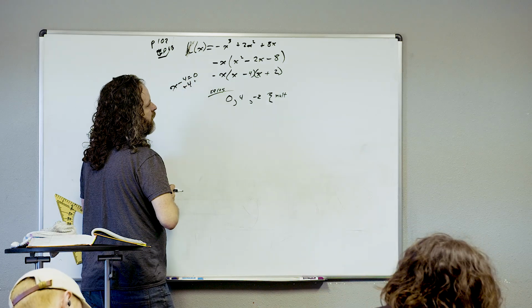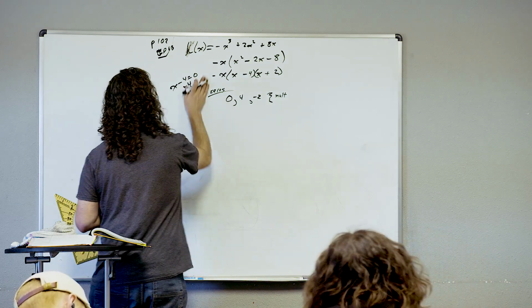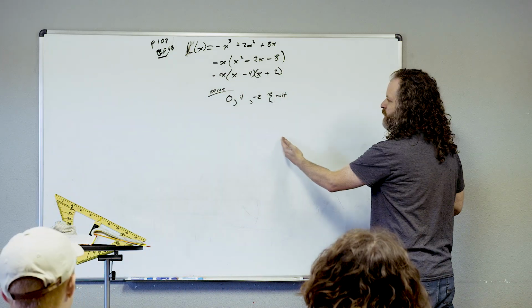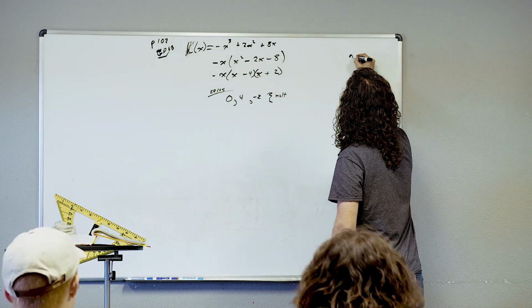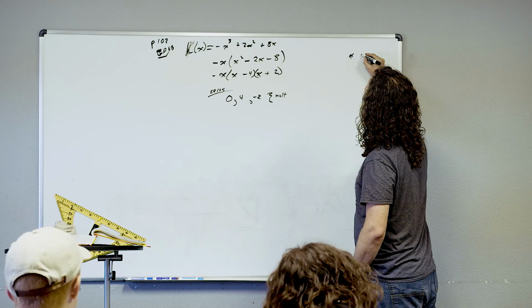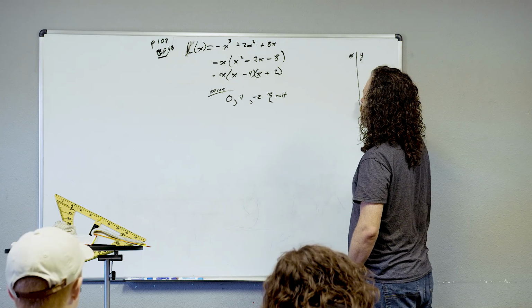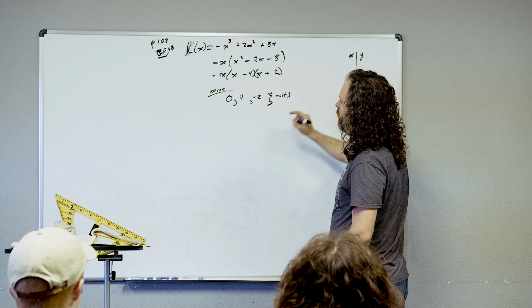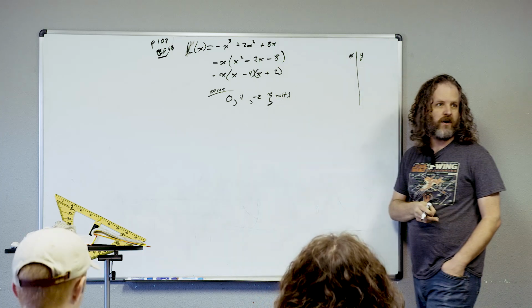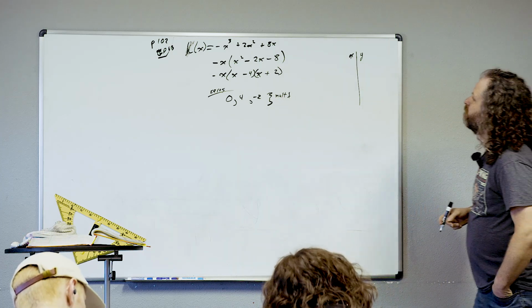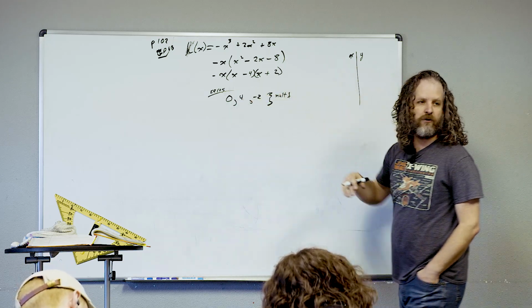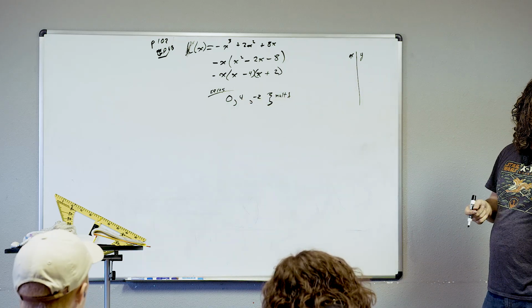Okay, then we need a few more points. You want to pick some points in each one of these regions. They all have a multiplicity of 1 because there's only one of each factor. If it was x plus 2 and x plus 2, then negative 2 would have a multiplicity of 2.